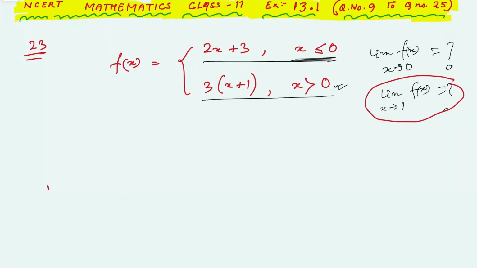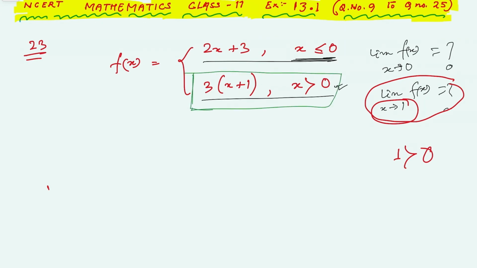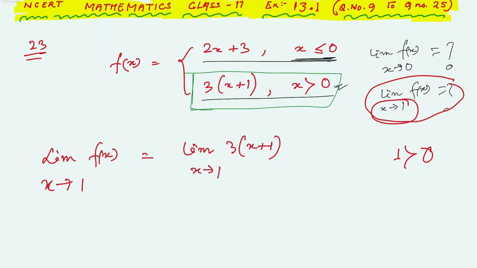So now we are going to evaluate this. X tends to 1. 1 is greater than 0. So that means we need to work on this part only. So the limit of f of x as x tends to 1 is equal to the limit of 3x plus 1 as x tends to 1, which is equal to 3 into 1 plus 1, that's 3 into 2, that's going to be 6. So that's our result. Hope you have understood this. So that's how to find this 6.